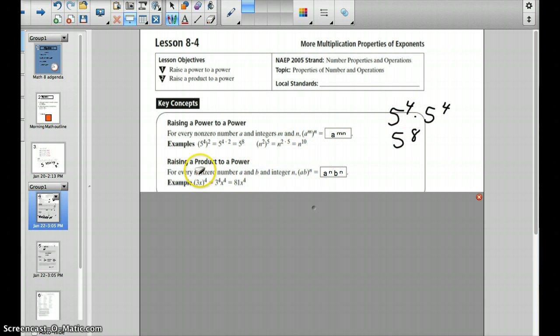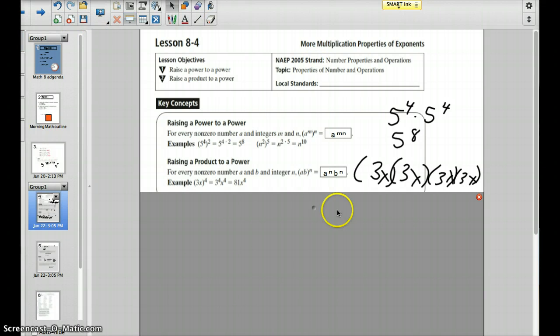If we look at raising a product to a power, we have everything inside the parentheses, and that quantity is to the nth power. That means we have a to the n and b to the n. So we see here we have 3x to the 4th. That means we have 3x times 3x times 3x times 3x, which means we have 4 3's and 4 x's, or 3 to the 4th, x to the 4th. So let's take a look at an example here.